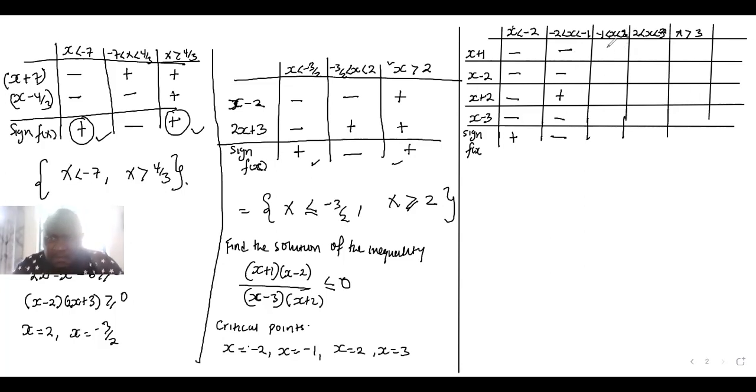What value is best to be picked there? Zero. Give me the signs. Positive. Next one. Negative. Next one. Positive. Next one. Negative. Total sign. Positive. Thank you.